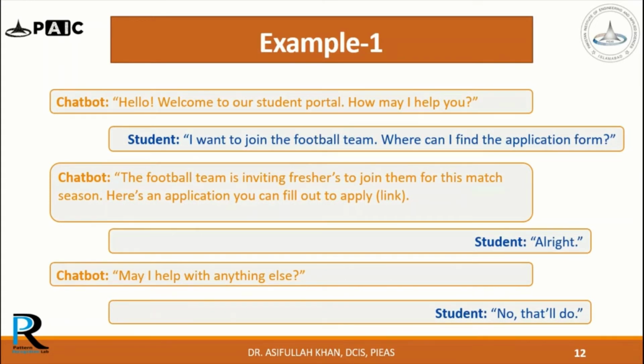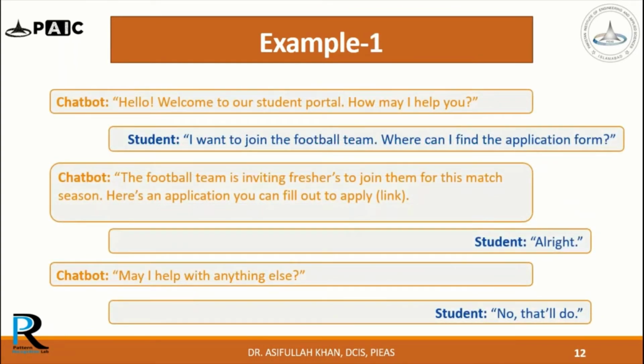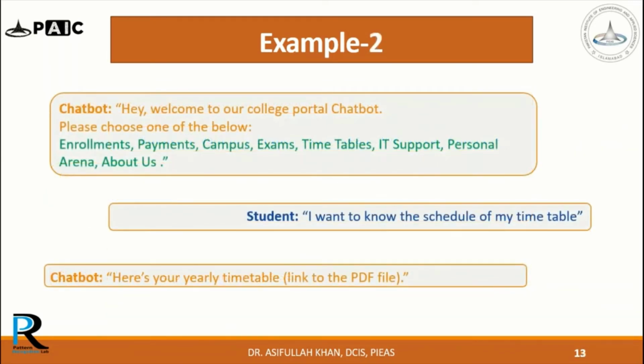Example 1. Chatbot: Hello, welcome to our student portal. How may I help you? Student: I want to join the football team. Where can I find the application form? Chatbot: The football team is inviting freshers to join them for this match season. Here is an application you can fill out to apply, and the link is provided. Student: All right. Chatbot: May I help you with anything else? Student: No, that will do. Thanks.